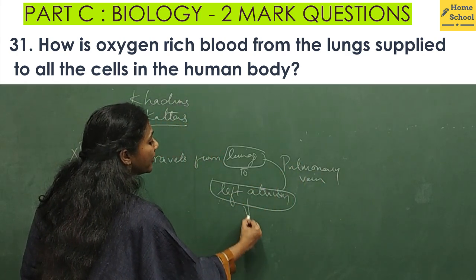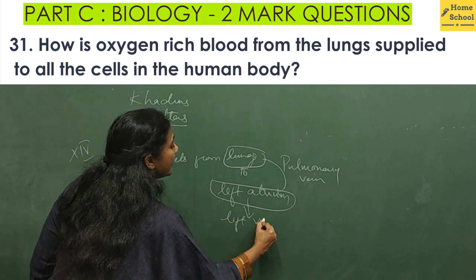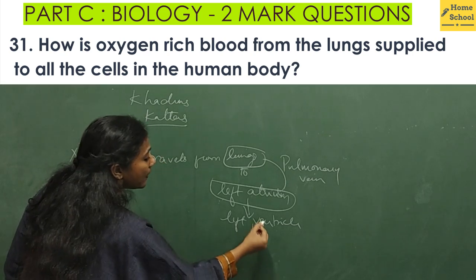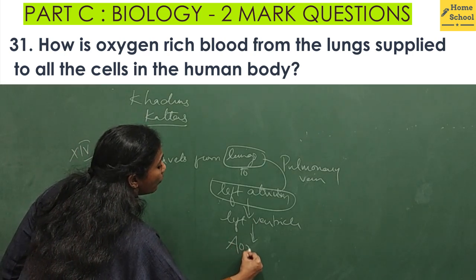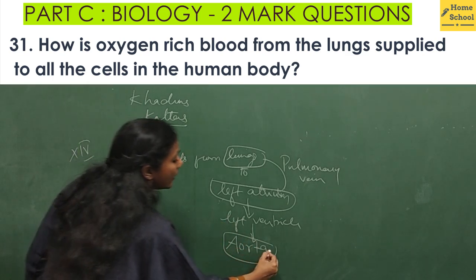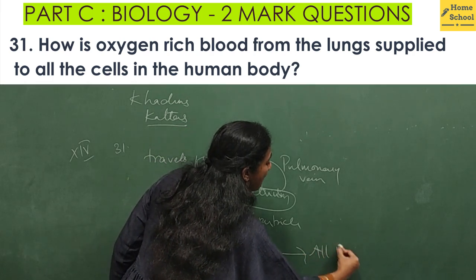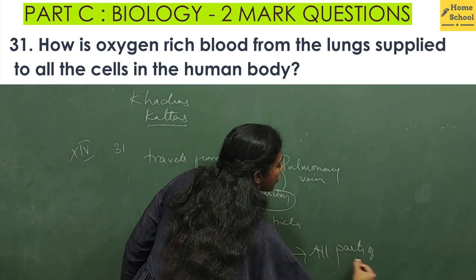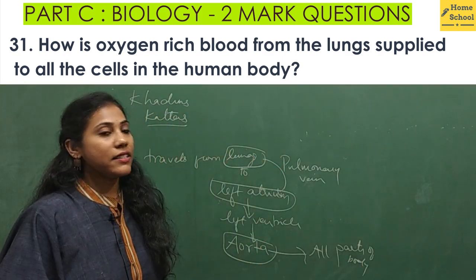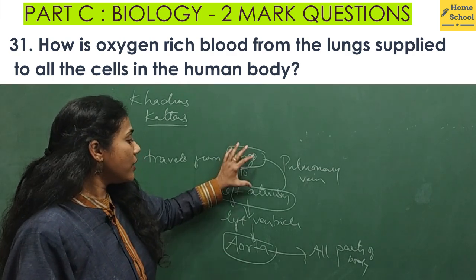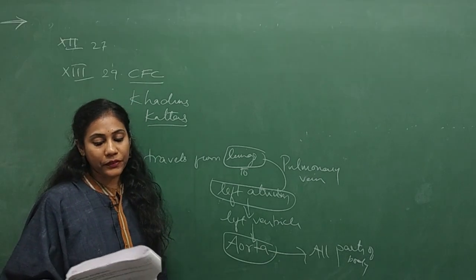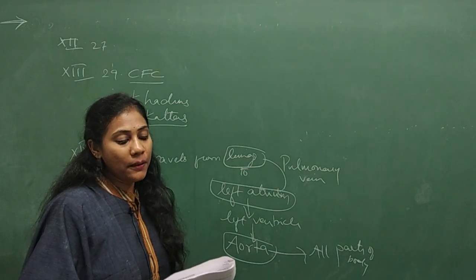And again from the left atrium to the left ventricle, the oxygenated blood travels. From the left ventricle to the aorta, it is a very big artery. Through the aorta, it is distributed to all parts of the body, isn't it? Through various small arteries. So this is how the oxygenated blood is supplied to all parts of the body. Fine. And there is an OR question here.